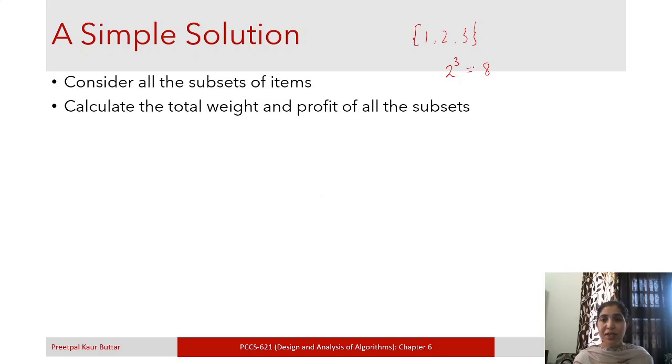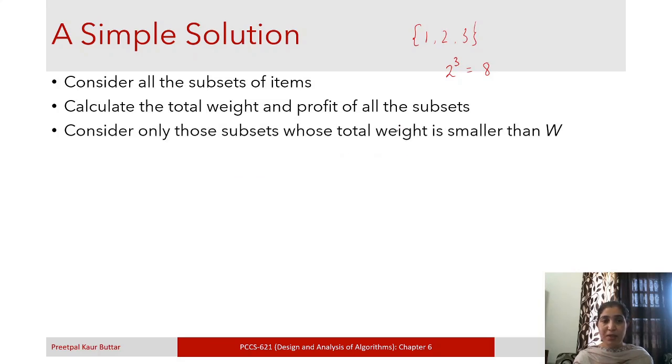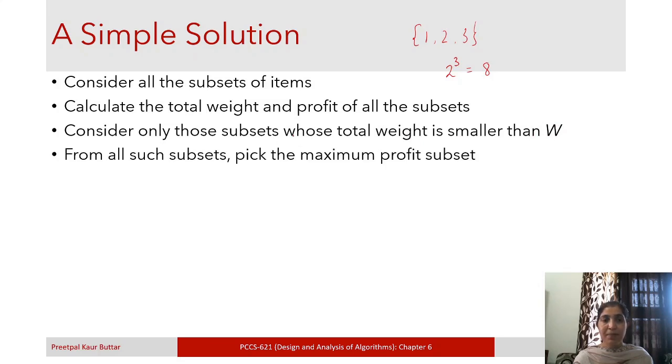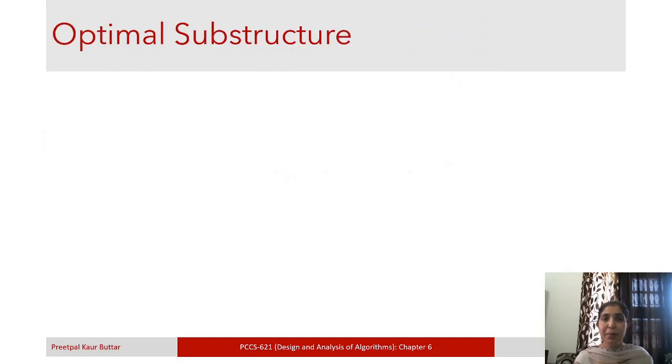So for each of these 8 subsets, we will calculate the total weight and profit. And then we will consider only those subsets whose total weight is smaller than capital W, which is the capacity of the knapsack, right? And from all these subsets which we considered in the previous step, we will pick the subset which is giving us the maximum profit, right? So how can we implement this simple solution? We can implement it using simple recursion, okay?